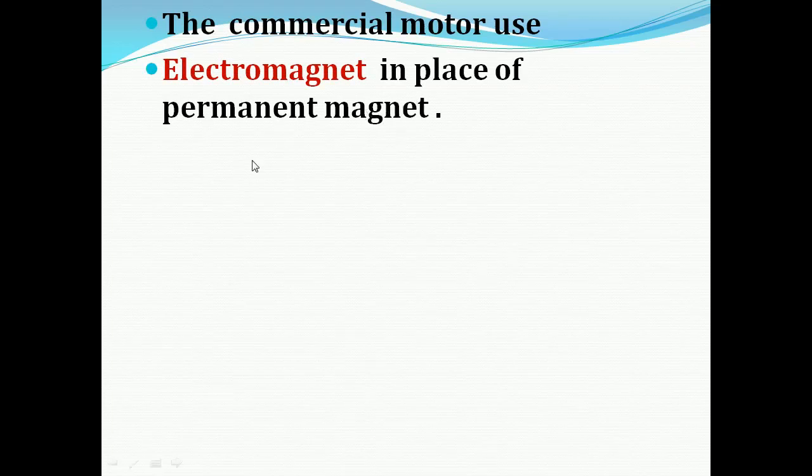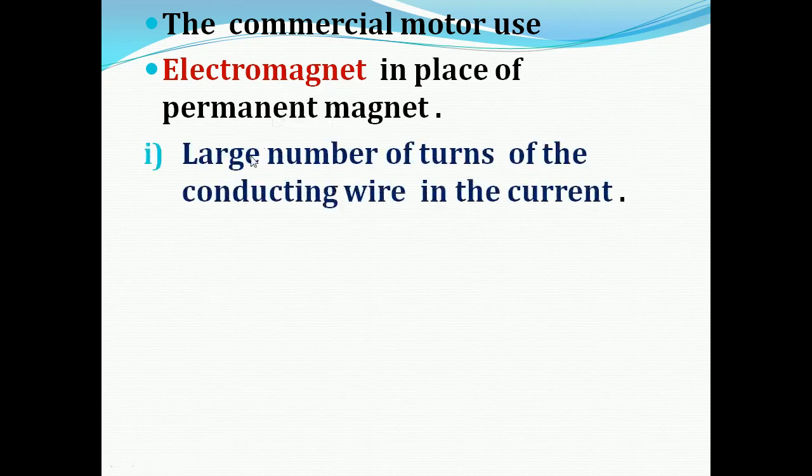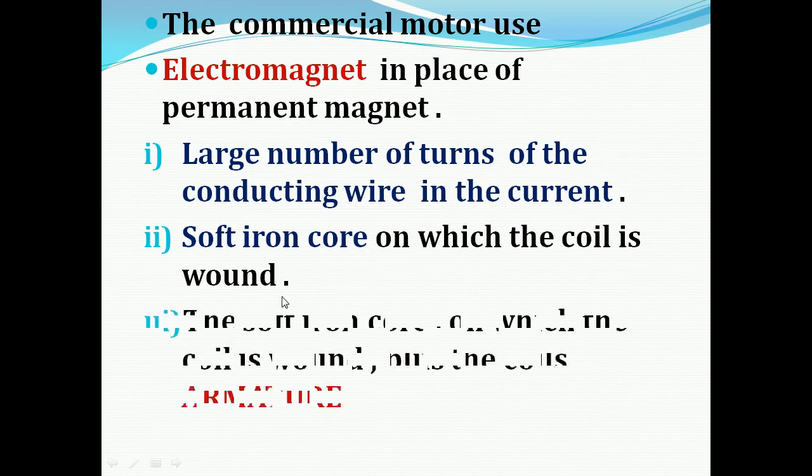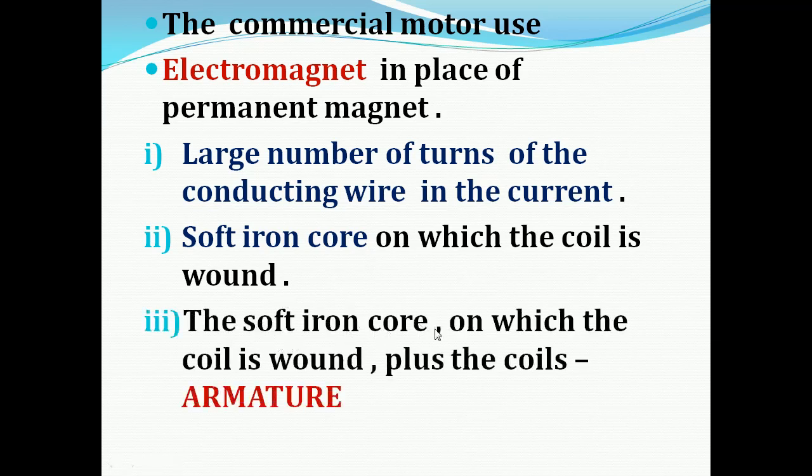Now we are moving to commercial motors. So what is the difference in a commercial motor? Commercial motors use electromagnets in place of permanent magnets, a large number of turns of conducting wire is used, and a soft iron core is used on which the coil is wound.